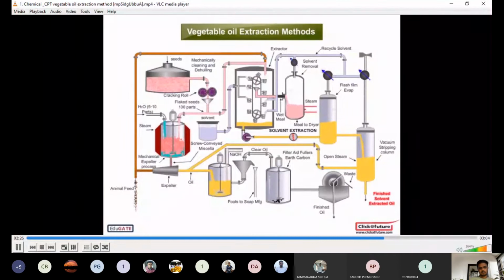Here, alkali is used as sodium hydroxide to remove the fatty acids, and then it is centrifuged to remove the fatty acids. Then it passes to the fuller earth carbon adsorber. Here it is used to remove the color and some solid particles. At last, it is sent to a rotary drum. It separates oil from waste solids.